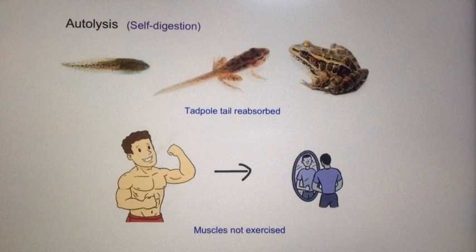Lastly, lysosome carries out autolysis, which is self-digestion by releasing the content of lysosome within the cell. This happens a lot during differentiation processes. For example, the tadpole tail is reabsorbed through autolysis. This also happens to muscles that are not exercised. That's all about lysosome.